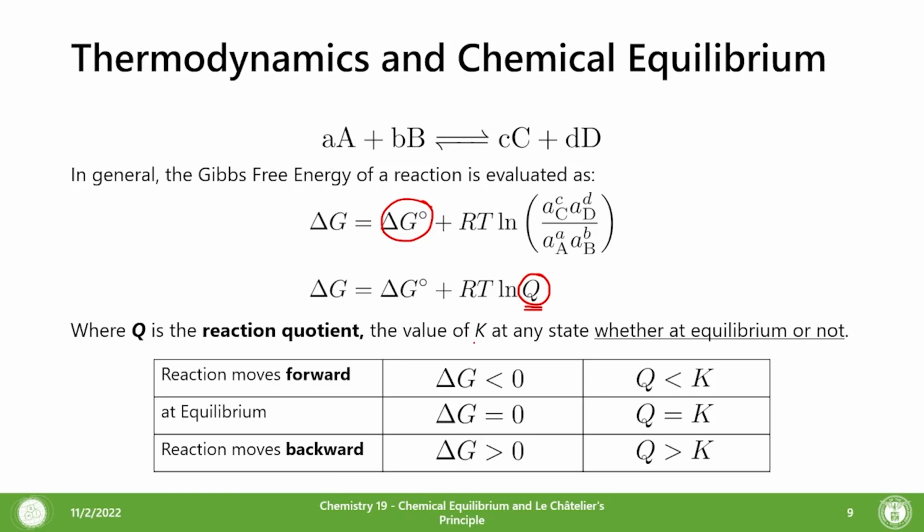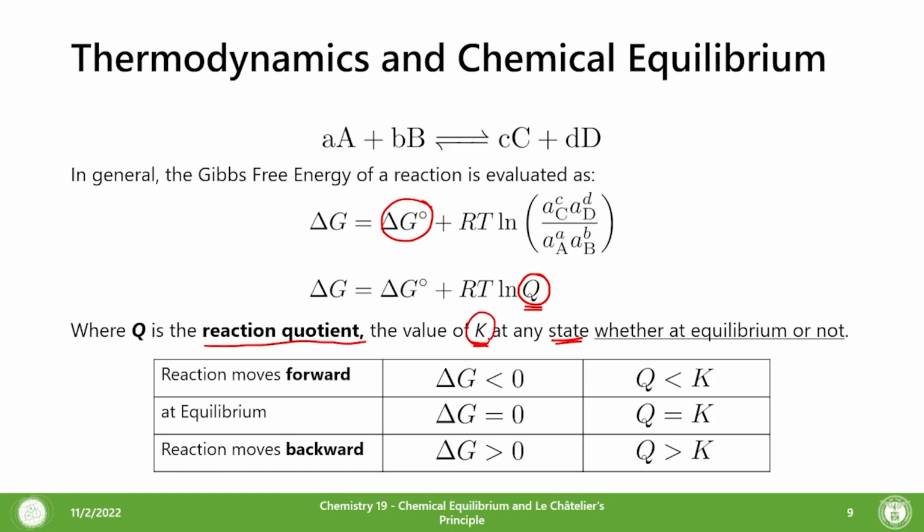This is the sister of K, and we call this the reaction quotient. Q is the reaction quotient, and it's the value of K at any state, whether at equilibrium or not. K is tied to equilibrium. It cannot change for a reaction; it can only change depending on the temperature or pressure of the reaction.